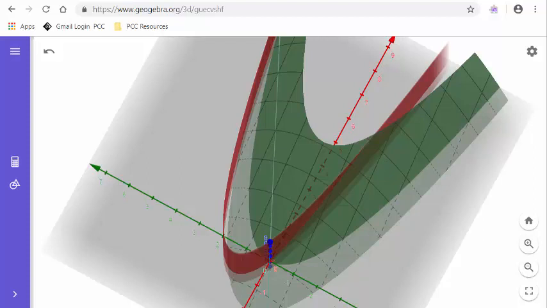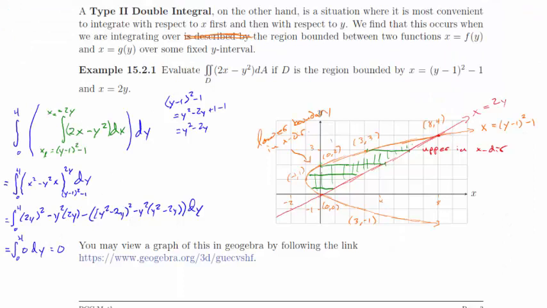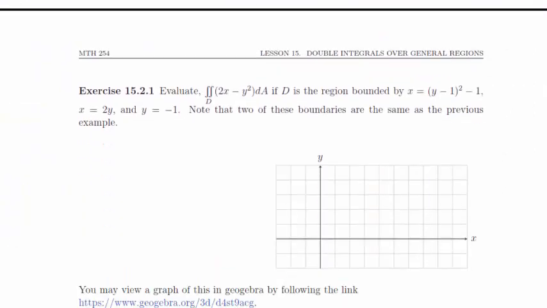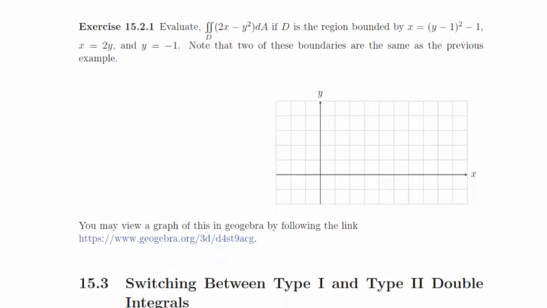All right, let's switch back and move forward with our lecture. I'm going to give you guys an exercise, exercise 15.2.1. Evaluate the double integral of 2x minus y squared dA over the region D, where D is the region bounded by x equals (y minus 1) squared minus 1, x equals 2y, and y equals negative 1.